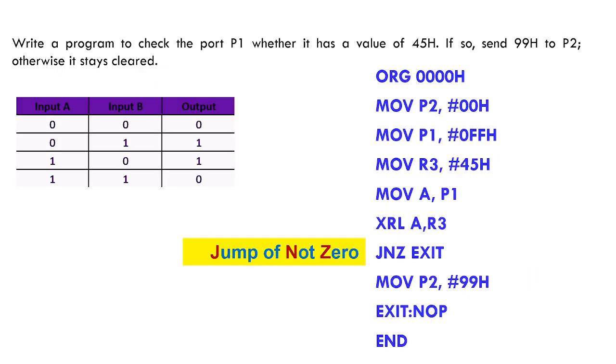Okay, next program: write a program to check port 1, whether it has a value of 45. If so, send 99H to P2, otherwise stay clear. So this is very simple logic. Here I need to check port 1, right? So that means port 1 is your input. I need to configure it as an input. I need to configure port 2 as an output.